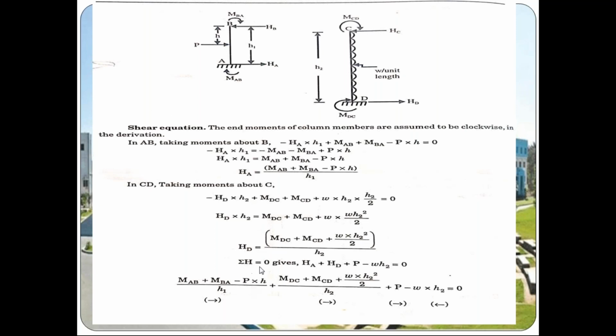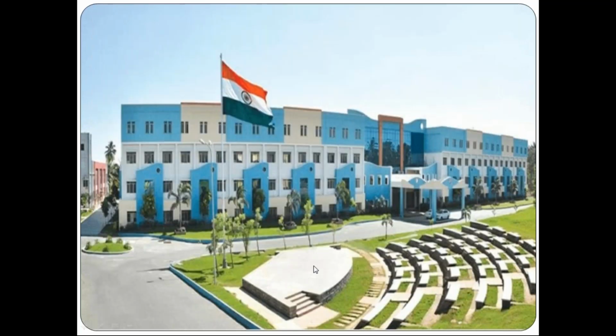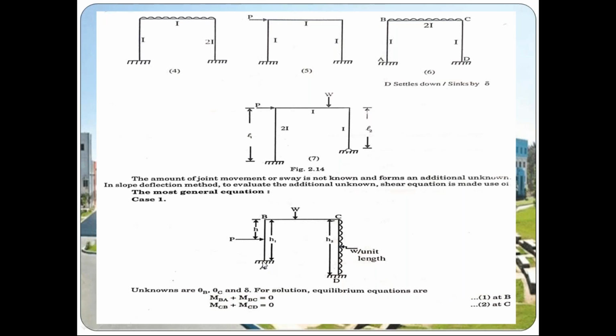Okay, and we know summation H is equal to 0, nothing but the summation of horizontal forces. In the problem, the support A is a fixed support, so three reactions will act: one is a vertical reaction, another is a horizontal reaction, and the third is a moment. Similarly, support D is also a fixed support, so we have three reactions: vertical, horizontal, moment. Here we take only the horizontal reaction because we are solving horizontally only.